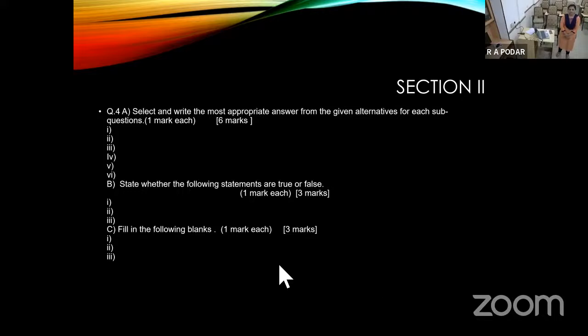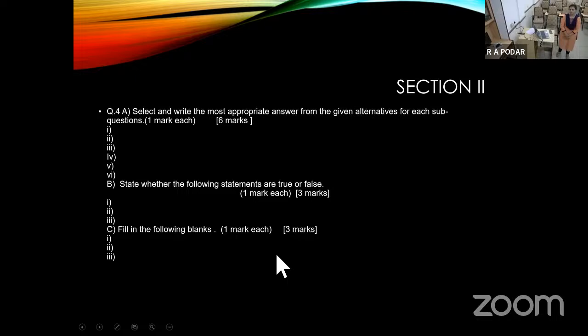And the fill in the blanks. Ma'am also told that you can either write the full sentence or write the fill in the blank, but just underline your words. So that is question number 4A. And next, question number 5, we have the short answer and long answer.